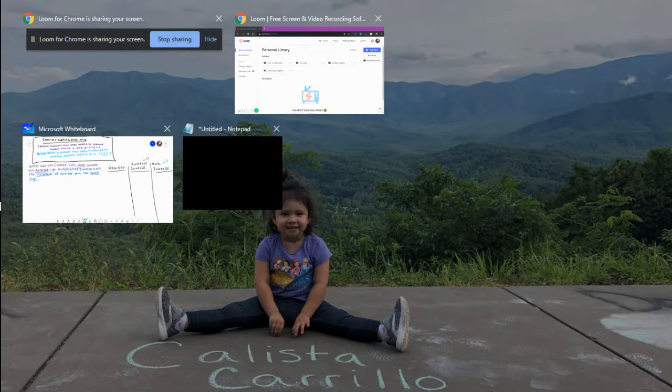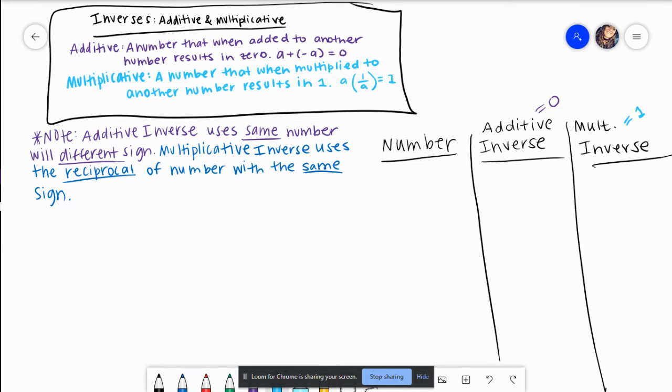Hey y'all, we are going to look at inverses, additive and multiplicative inverses. Top left purple, it says additive. When we're talking about an additive inverse, we are looking for a number that when added to another number results in 0. My example there is a plus negative a equals 0. Easiest way to think of that, like I always say, is money. If I have $5 and I add to that a negative $5, I would get 0. So that would be an additive inverse.